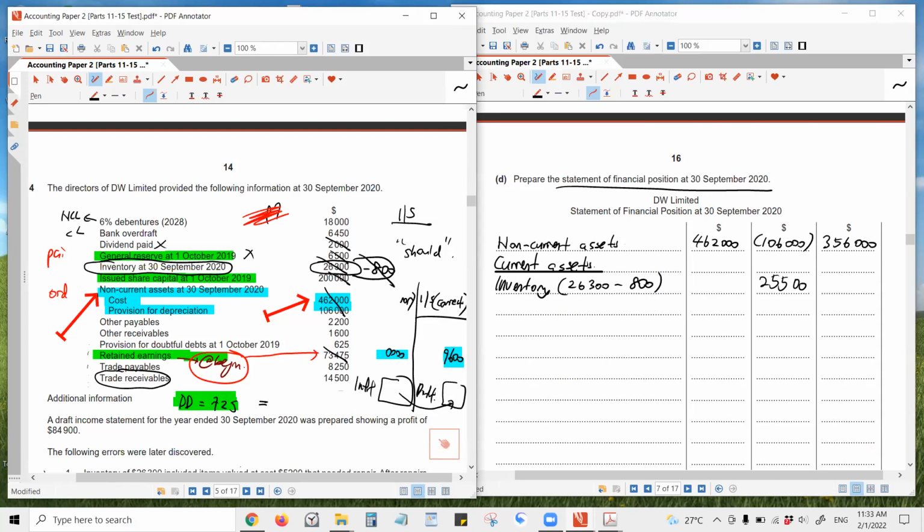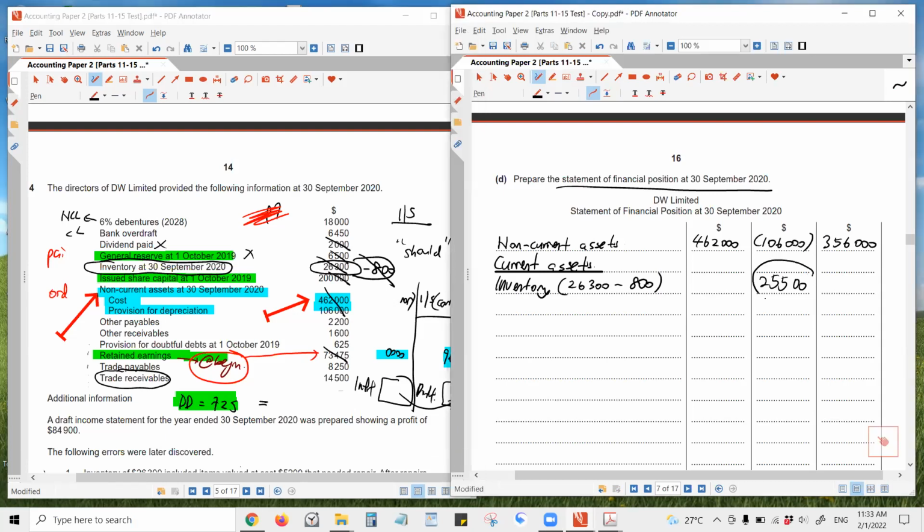You understand why I minus 800, right? Because of the correction that we did to the inventory 2 weeks ago. It's for the error one. After correction, the closing inventory becomes this figure, 5500.